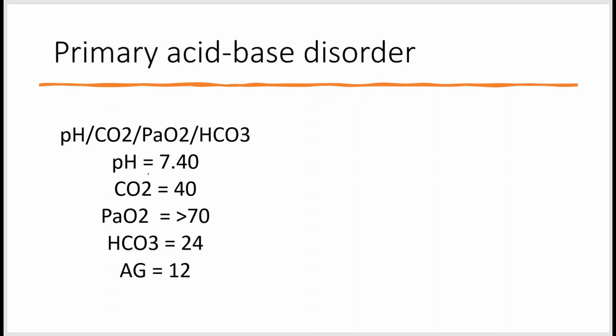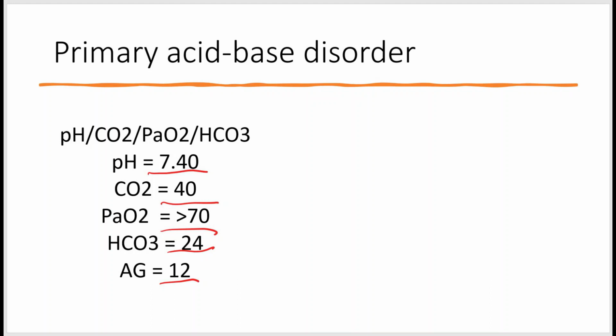Normal pH is 7.4, normal CO2 is 40, normal PaO2 is greater than 70, normal bicarb on the BMP is 24, and the normal anion gap is usually 12.